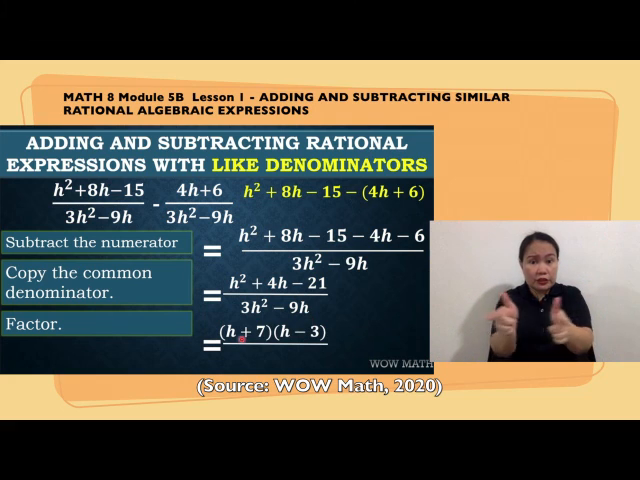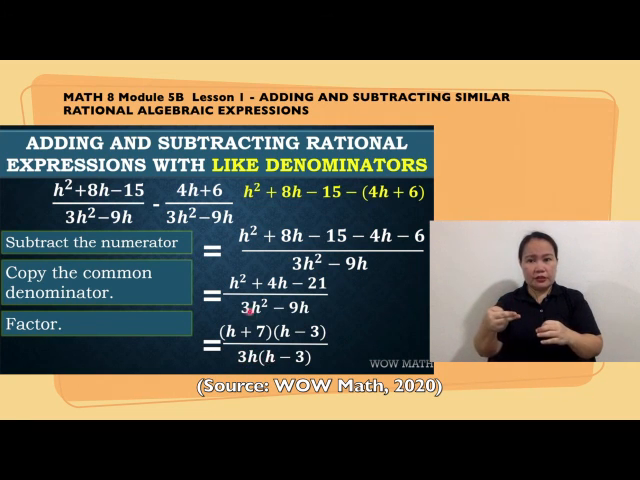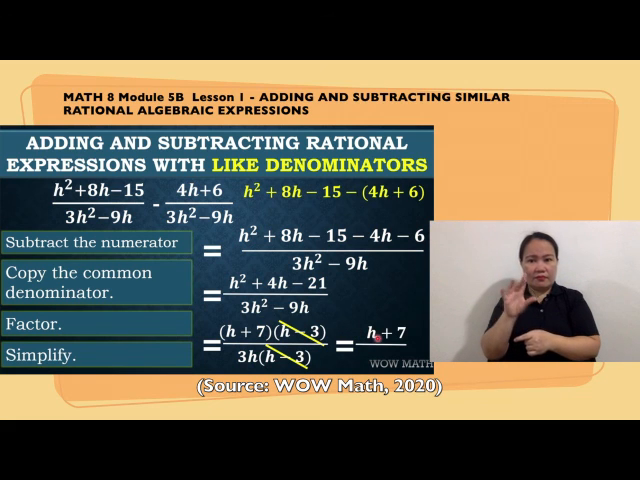Okay, so now we have h plus 7 times h minus 3 all over 3h times h minus 3. So, bakit 3h? Kasi this is the common factor. Okay? Common monomial factor. So, 3h times h, that is 3h squared. And then, 3h times negative 3, that is negative 9h. So, anong gagawin na natin ngayon? We can now cancel h minus 3. So, what is our answer? So, we have h plus 7 all over 3h.